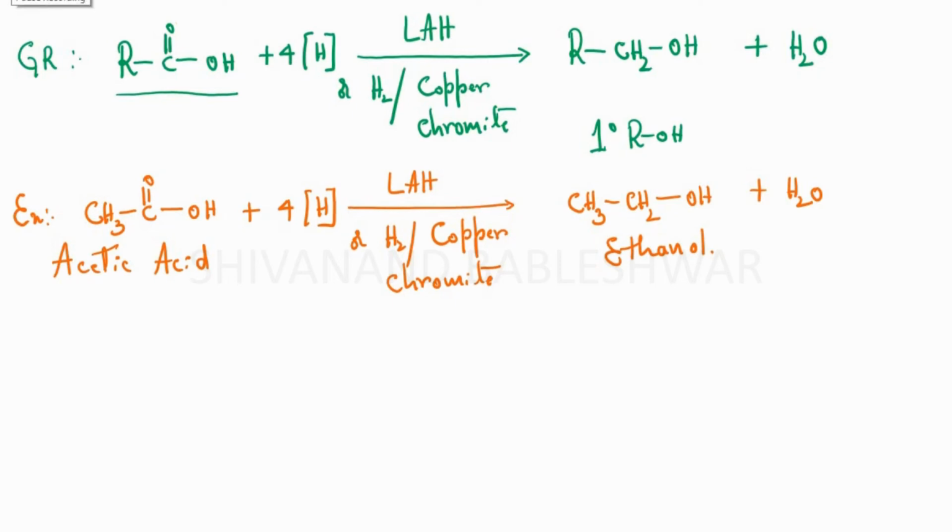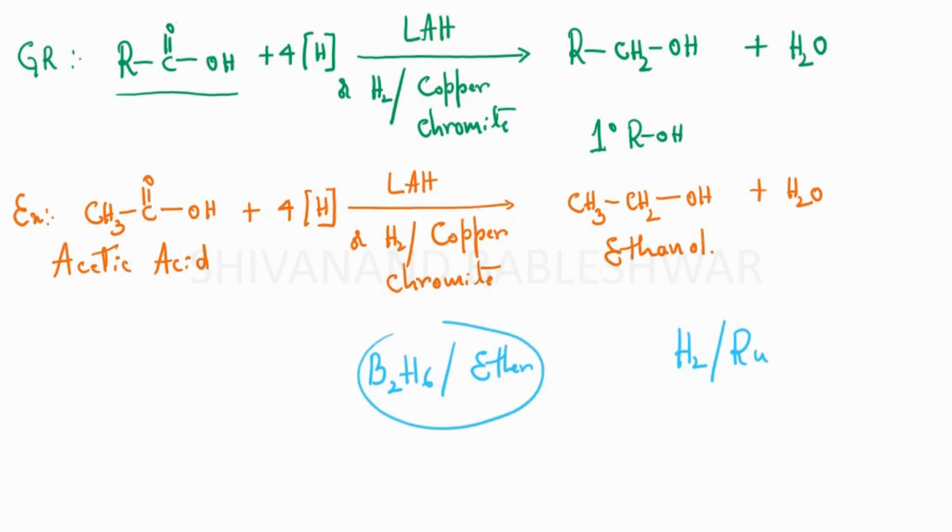From a competitive point of view, I want to mention one statement here, that in place of lithium aluminum hydride or copper chromate, we can even make use of diborane, that is B2H6 in ether medium. Apart from that, we can even make use of hydrogen along with a ruthenium catalyst. But these are with respect to the competitive viewpoint, okay? But in the NCERT textbook, it is lithium aluminum hydride.